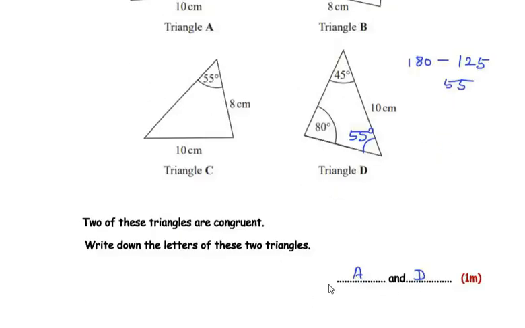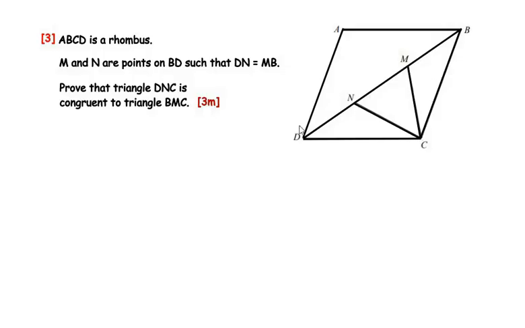Moving on to the third question. ABCD is a rhombus. M and N are points on BD such that DN is equal to MB. Prove that triangle DNC is congruent to triangle BMC.